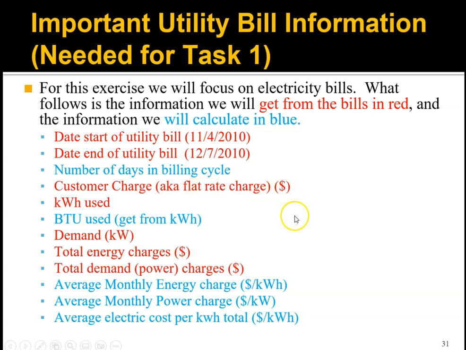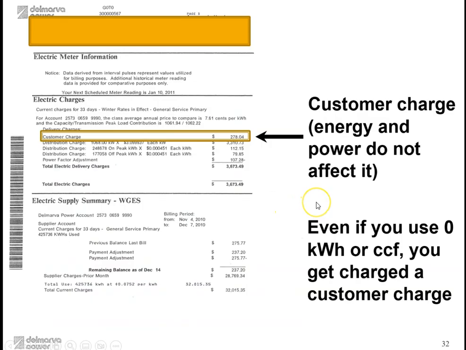The second one here is the customer charge, or flat rate charge. The customer charge doesn't change month to month based on your energy use or your demand. I would say that it doesn't change every month, but sometimes it does change based on a rate structure. The point is that it doesn't matter how much energy you use or how much demand you have. The customer charge is a flat charge. Even if you have zero energy use, you're still going to get charged that customer charge, and you can see that can be fairly significant.